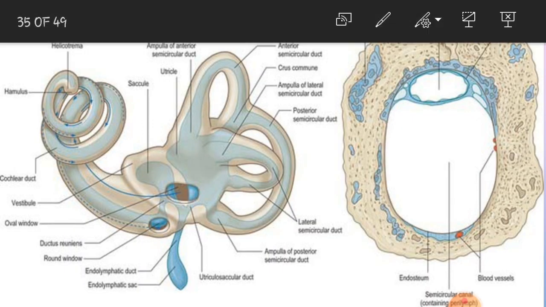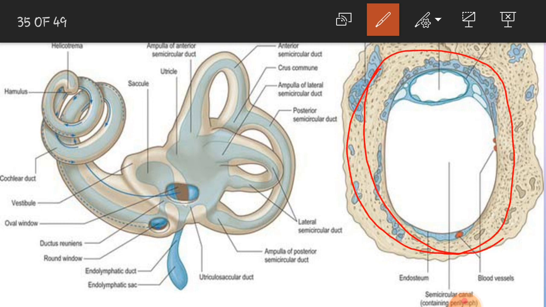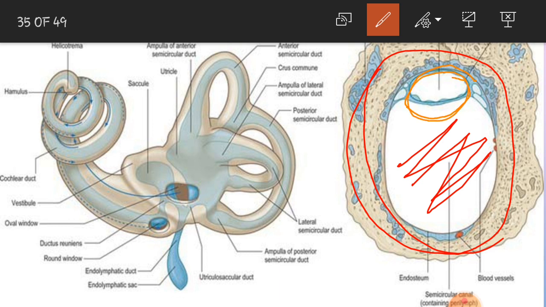This is the section of a semicircular canal filled with perilymph, and the semicircular duct filled with endolymph.